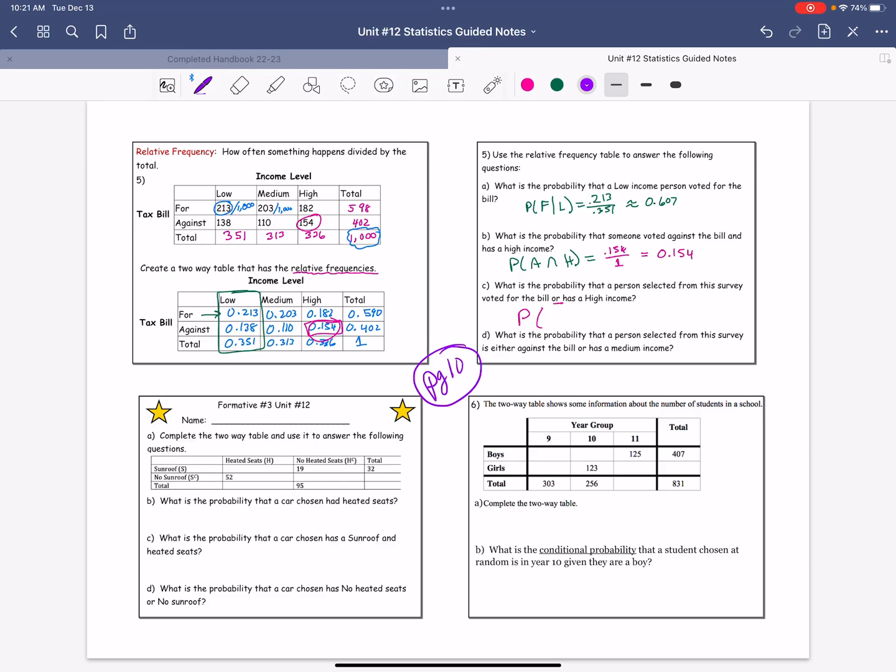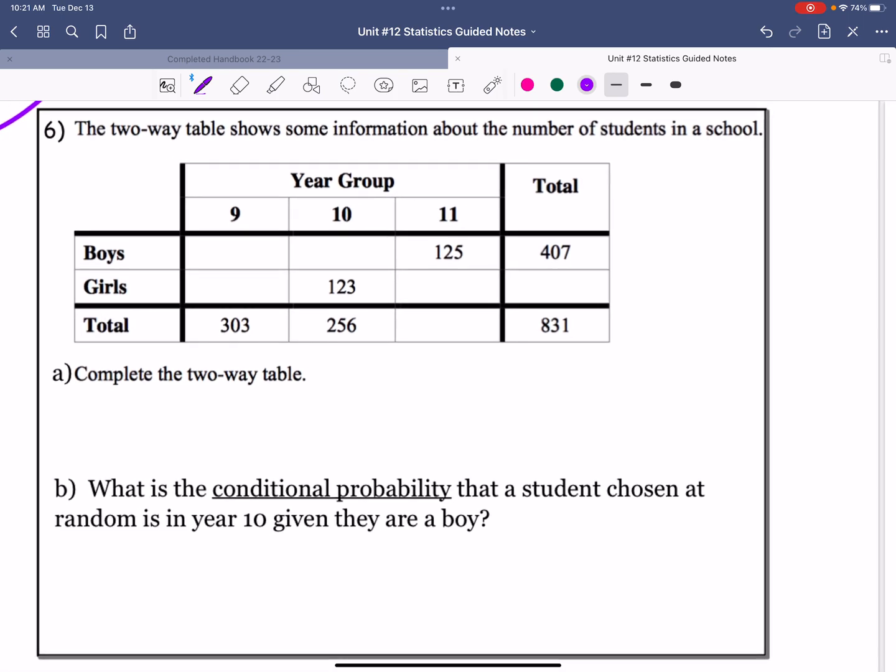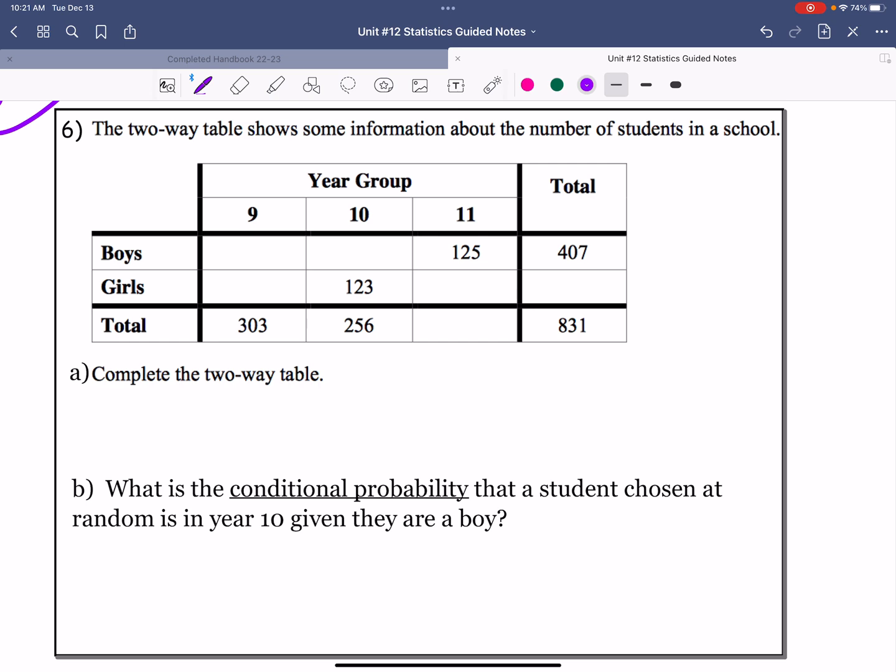Hello, this movie is for statistics. We're looking at the content after formative 3, page 10. And we're first going to fill out this two-way table.